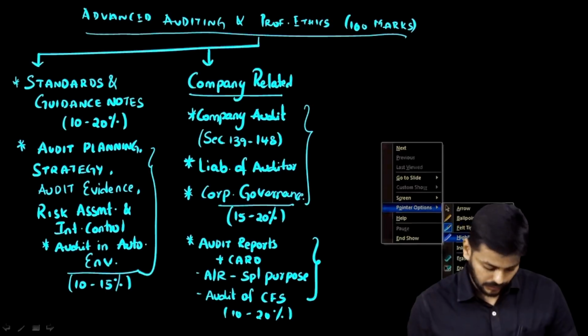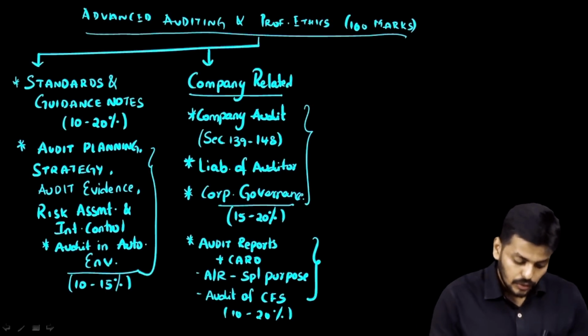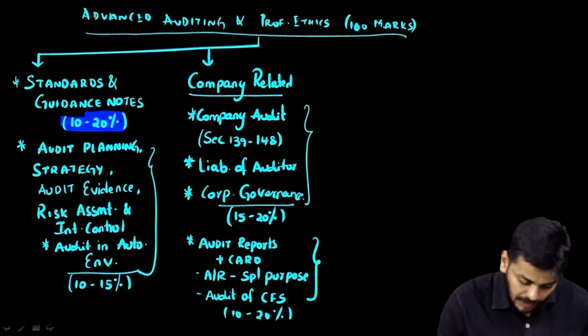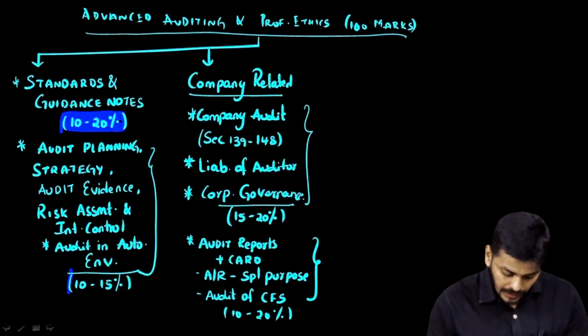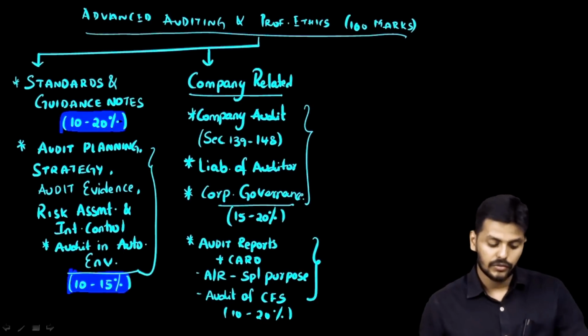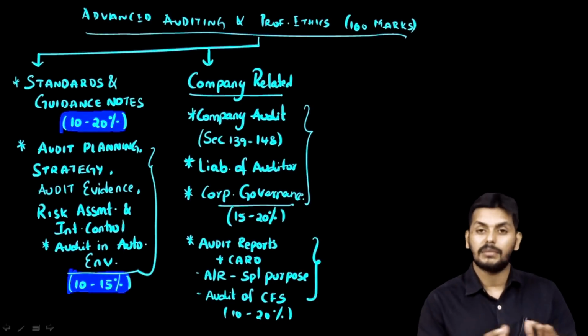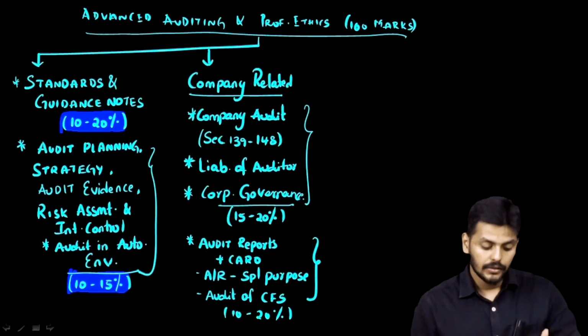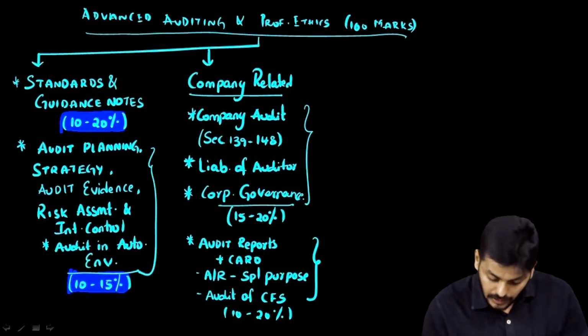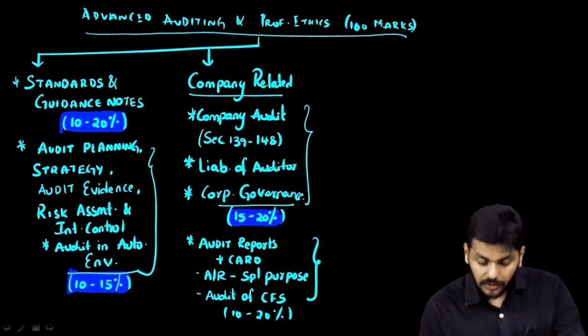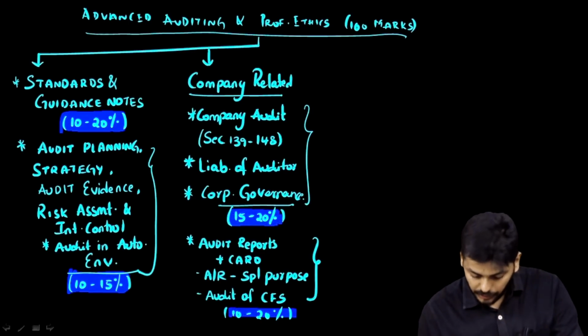Like for instance, here you have around 10 to 20% of the marks coming from the standards, and in here you have 10 to 15 marks from the basic chapters on planning and other stuff. Now this, what I call, is the most important piece. This is going to be in my module when I'm going to explain that shortly. And then here you have 15 to 20% coming from company related stuff, plus the audit report is giving you 20%.